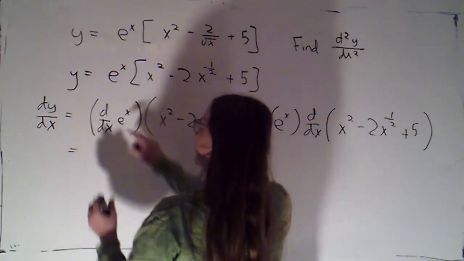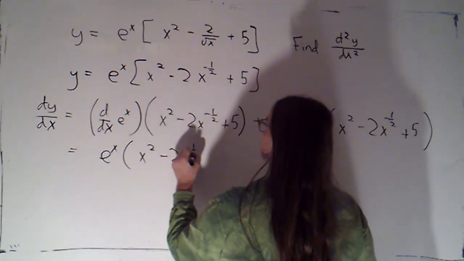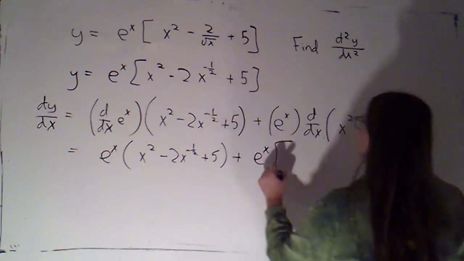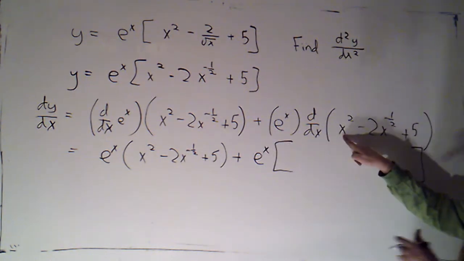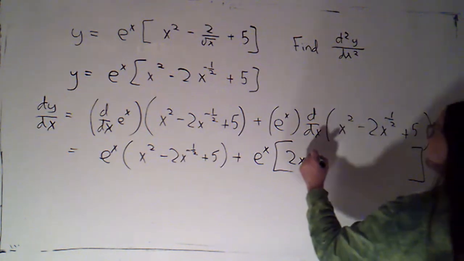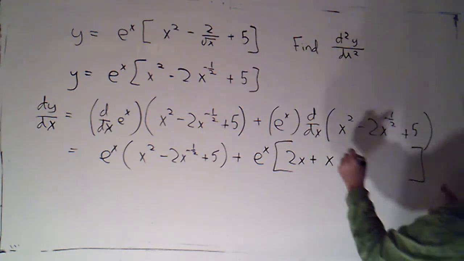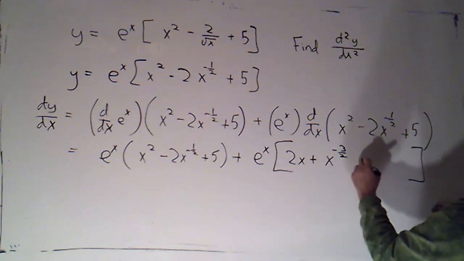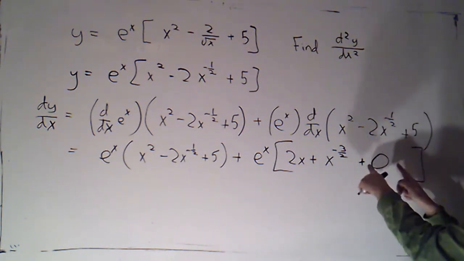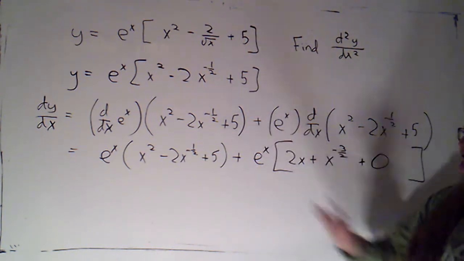The derivative of e to the x is just e to the x, and that's just multiplied by this. I'm just copying x squared minus 2x to the negative 1/2 plus 5. Plus e to the x, and now I've got to take the derivative of this. The derivative of x squared is 2x. Negative 1/2 comes down, combines with the negative 2 that's already there. That's going to become plus 1 copy of x to the negative 3/2, since negative 1/2 minus 2/2 is negative 3/2. And the derivative of 5 is just 0. Not necessary to write that in, but if you want to write it in so that you don't think you forgot that term, saying, no, I took the derivative of a constant, it's 0, we're good to go. All right, so that's my first derivative.